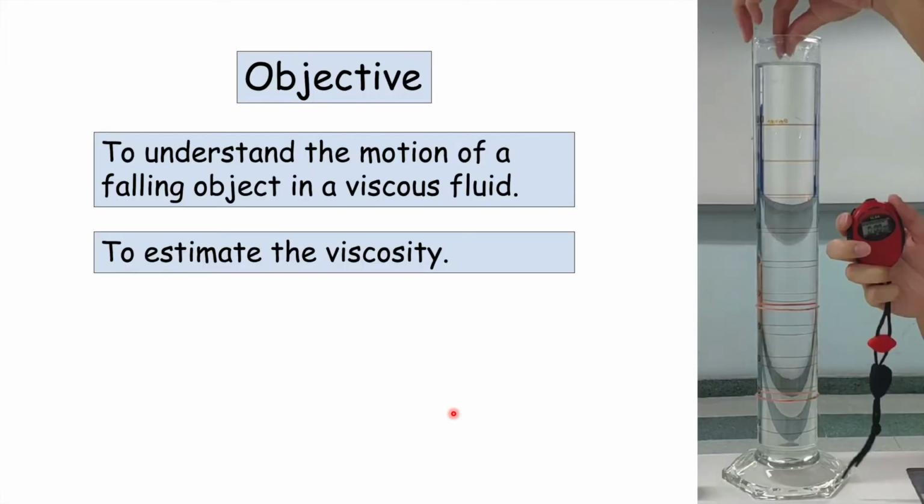In this video, you will learn about experiment number 7. The objective of this experiment is to understand the motion of a falling object in a viscous fluid and also to estimate the viscosity.